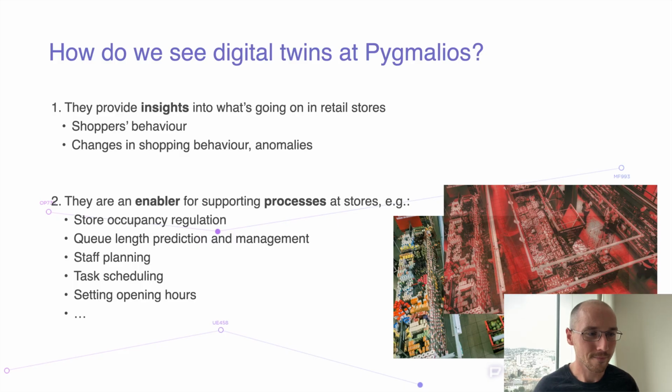All right, so wrapping up. How do we see digital twins at Pygmalios? Well, they provide insights into what's going on at stores. That's one of the benefits, a crucial one for us. We can understand, and our clients can understand, the behavior of shoppers and how it changes over time. But they're also an enabler for supporting processes that are ongoing at stores. For instance, the occupancy regulation, management of the queue, staff planning, task scheduling, setting opening hours. So we think that a lot of value can come from using the digital twins and integrating them into the domain, into the challenges that people are dealing with at the stores.